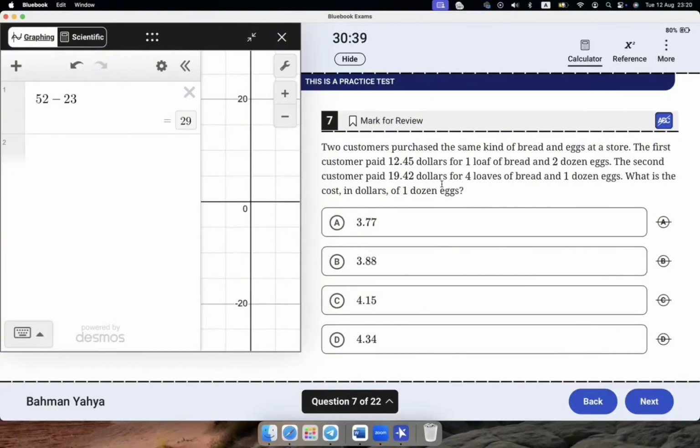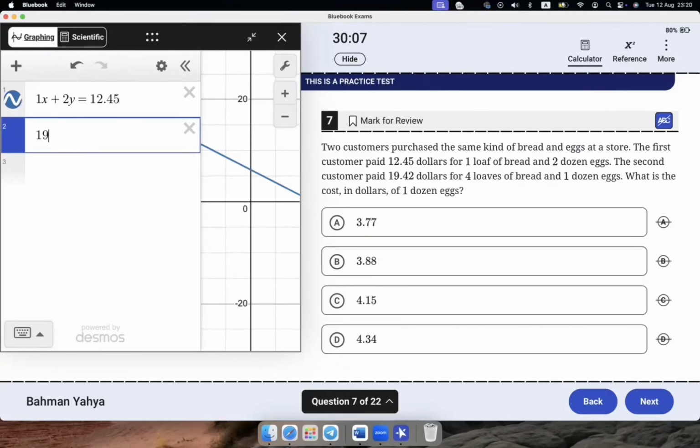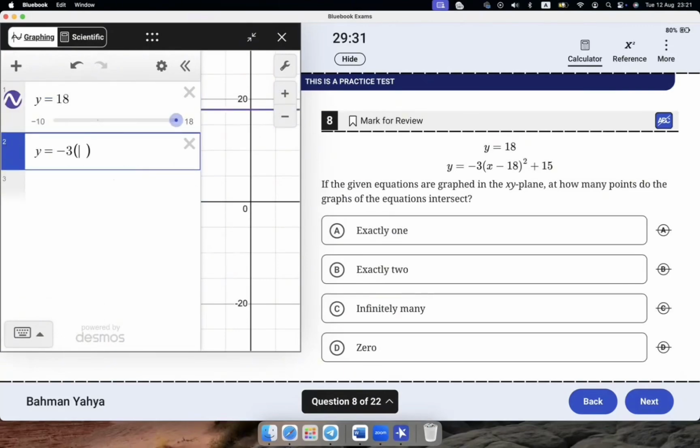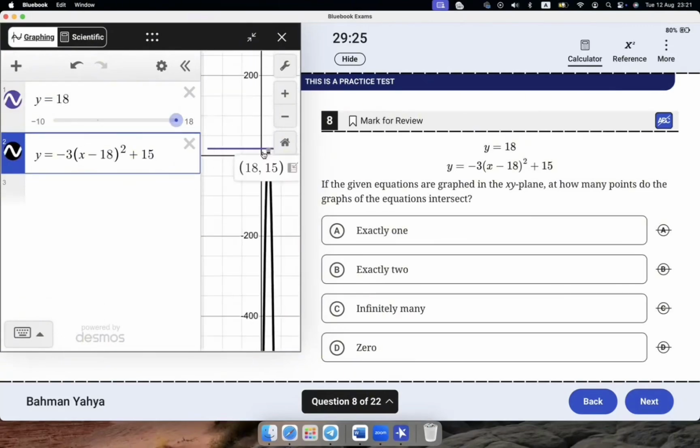Question 7, two customers purchasing the same kind of bread and eggs at the store. The first customer paid this many dollars for 1 loaf of bread and 2 dozen eggs. So let's write this. 1 bread, 2 eggs is equal to 12.45. We pay $19.42 for 4 bread and 1 eggs. This is decimal. Oh, let's see the solution.